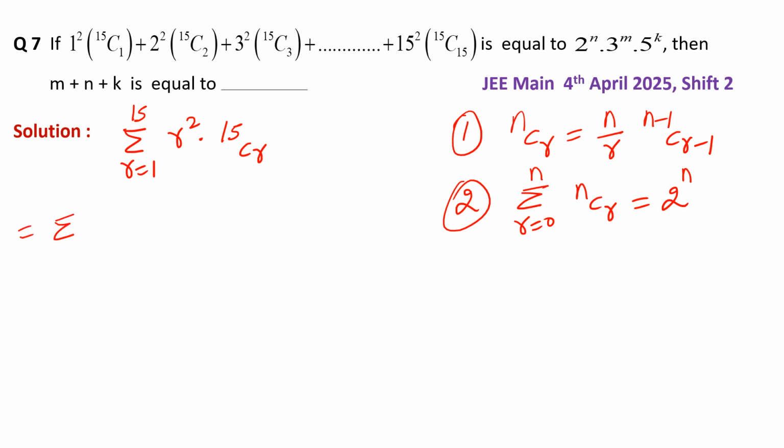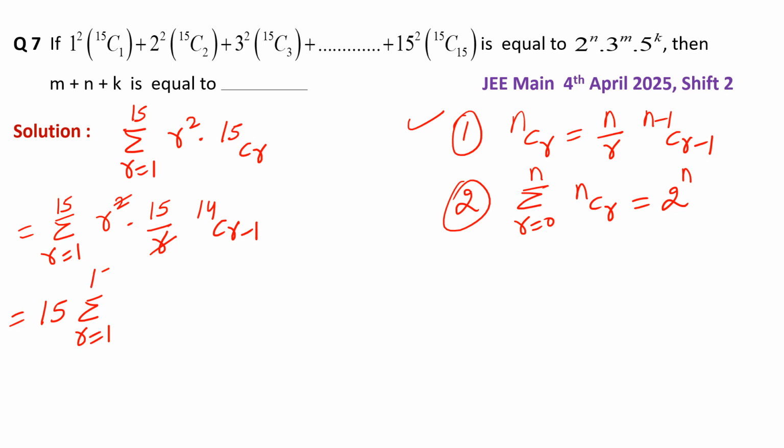It becomes summation r varying from 1 to 15 of r squared into, now this 15Cr can be written as 15 upon r into 14C(r minus 1). I have used the first property. Now r gets cancelled and 15 can be taken outside the summation. So now it becomes 15 into summation r varying from 1 to 15 of r into 14C(r minus 1).